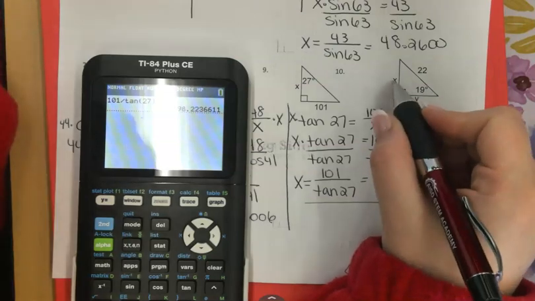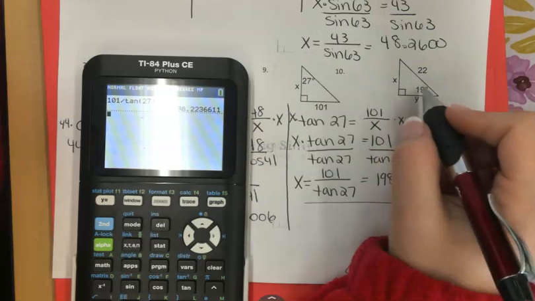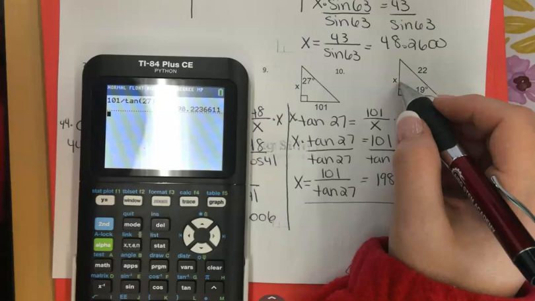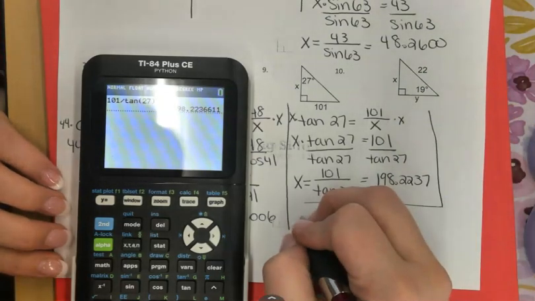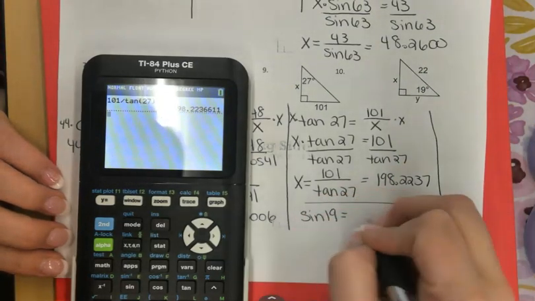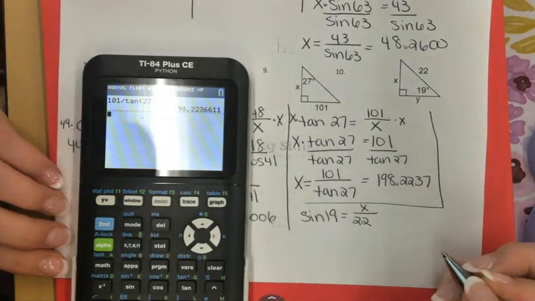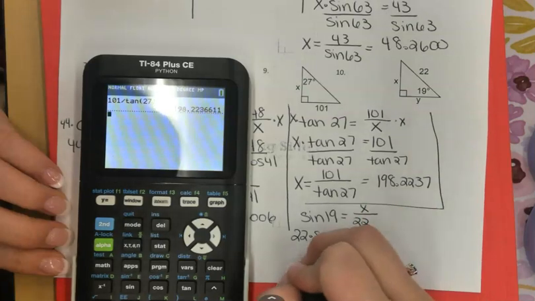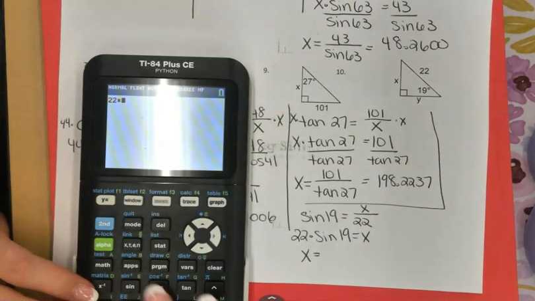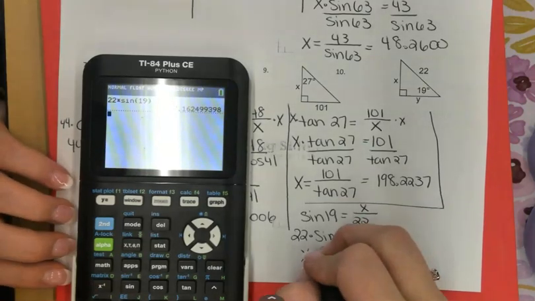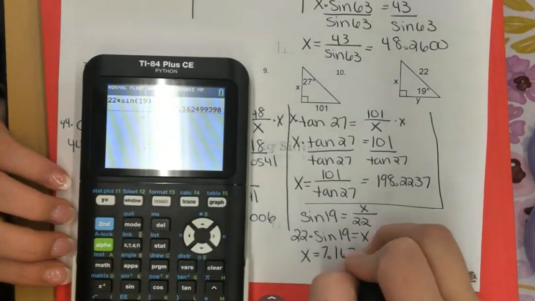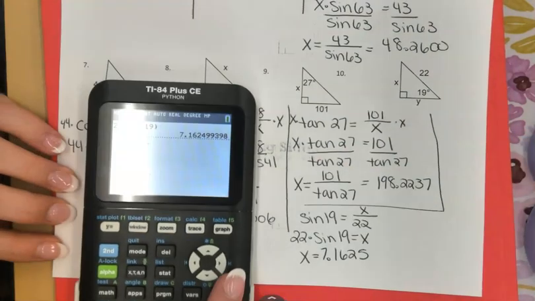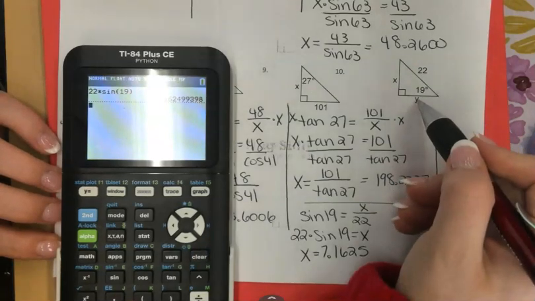I want to find x and y. Well, let's find x first. I'm given the hypotenuse, and if I want to find x, that's my opposite side, so that's going to be using sine. So the sine of 19 degrees is going to be equal to x over 22. So I'm going to be multiplying 22 by the sine of 19 to get x, and I get 7.1625.